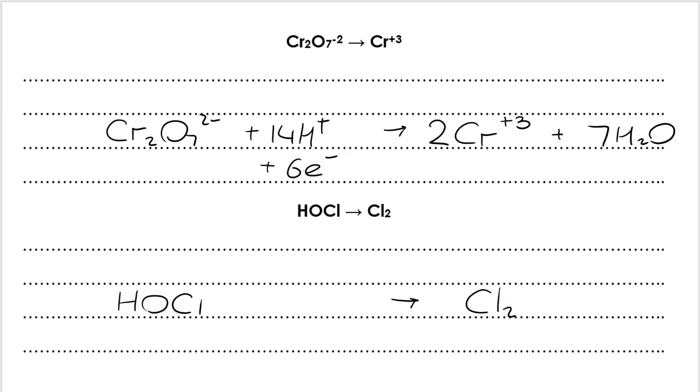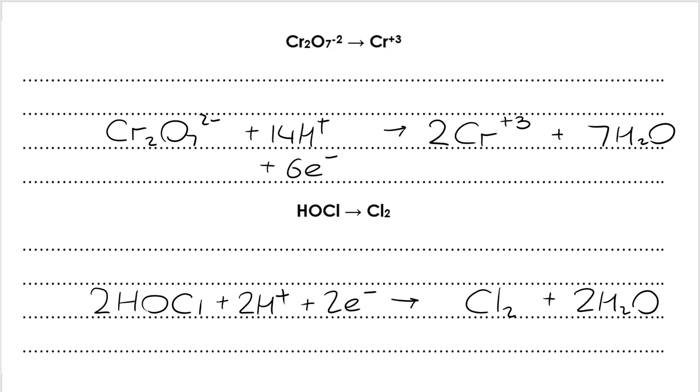And the final example, HOCl going to Cl2. I need to balance the species with the variable oxidation state, that's chlorine. So I do 2 HOCl. I now need to balance the oxygens, 2 H2O on the right. And I now need to balance the hydrogens. I've got 2 here, I've got 4 here, so I need 2 H+ on the left-hand side. And finally, to balance the charge. So I've got 2+ on the left, 0 on the right, so I need 2 electrons on the left-hand side to balance them.